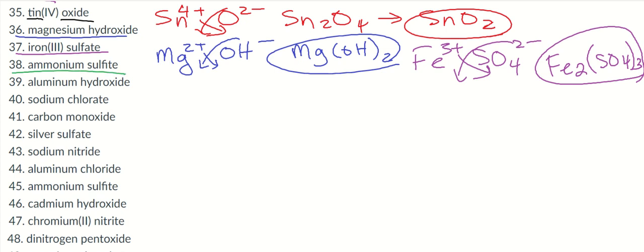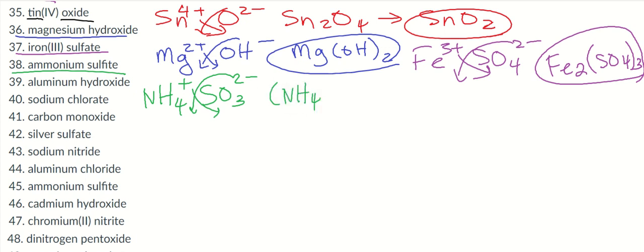Ammonium is a polyatomic ion. Has 1 positive charge. Sulfite. Ite has 1 less oxygen than ate. So SO3, same charge though, 2 negative. Crisscross those charges. So the ammonium ion, we're going to have 2 of those, so we need parentheses there. The sulfite part of it, we don't need parentheses because there's only 1 of them in that compound.